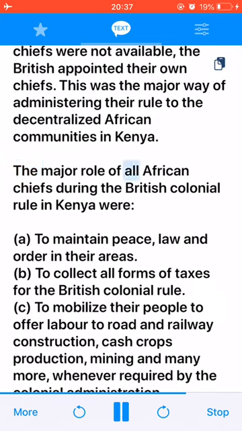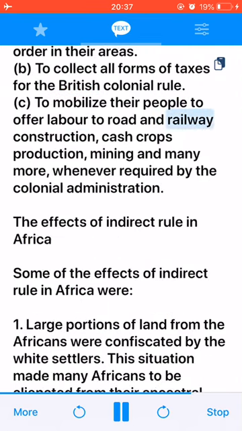The major roles of all African chiefs during the British colonial rule in Kenya were: a. To maintain peace, law and order in their areas. b. To collect all forms of taxes for the British colonial rule. c. To mobilize their people to offer labor to road and railway construction, cash crop production, mining and many more, whenever required by the colonial administration.